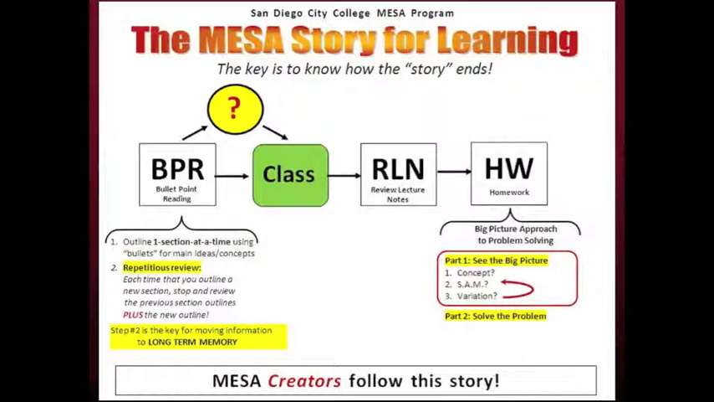Assuming you identify the concept and SAM, the third question is, what is a variation and how does a variation affect the SAM? When you have a group of problems, review all of the problems in the group. They share the same concept, but are the problems different or the same? If they're different, how do they differ? This difference is a variation.